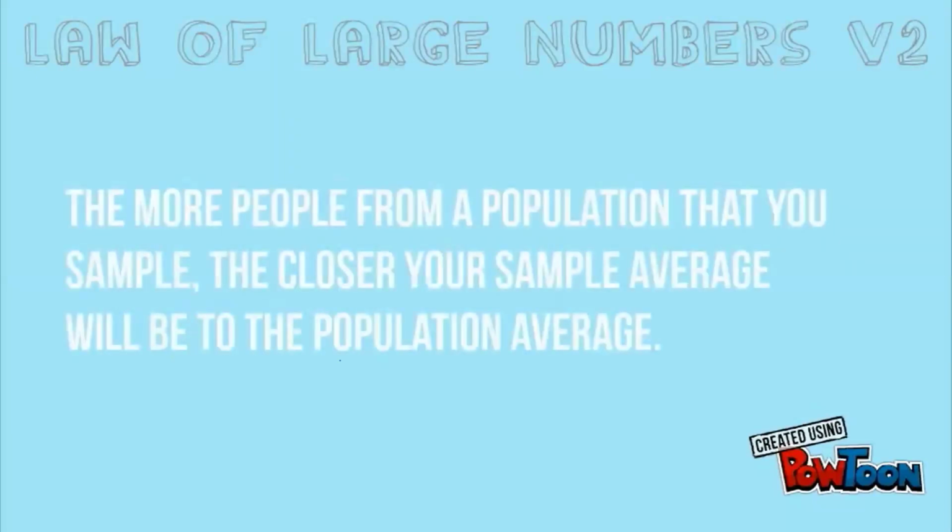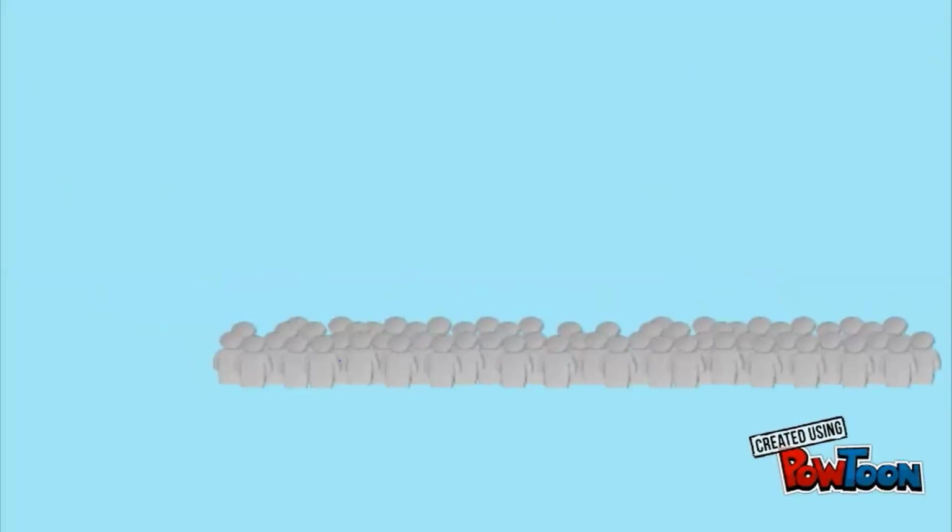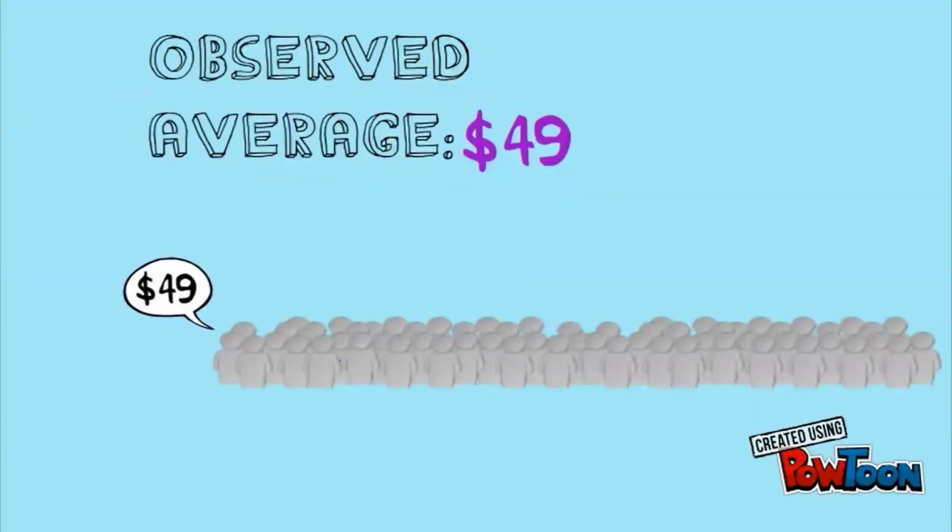Another version of the law of large numbers explains that the more people from a population that you sample, so the larger your sample size, assuming your sample is free from bias, the closer your sample average will be to the population average. Let's say you have a group of 100 people. Each has some number of dollars in their wallet. If we ask one person how much money she has in her wallet, we'll get our first observation, $49, which might be pretty far from the average of the group.